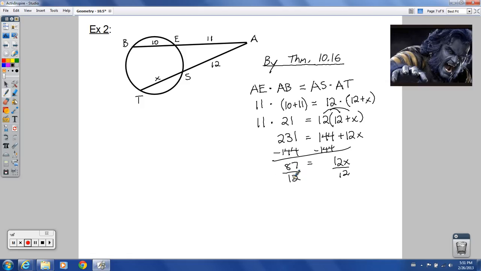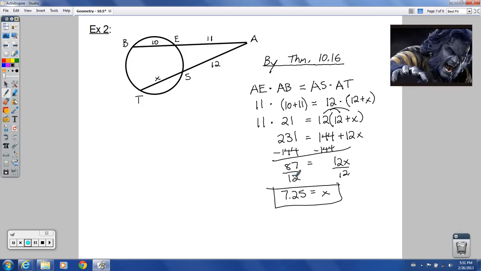Your answer in this case happens to be not a nice whole number. You could reduce that as a fraction. I decided to just put this one as a decimal though. X equals 7.25. I think that probably makes the most sense in the context of the picture to say 7.25, not 87 over 12 or whatever that is reduced.